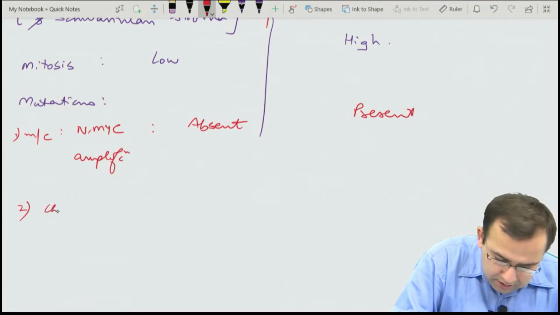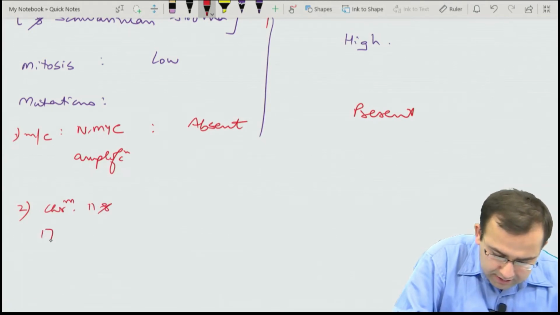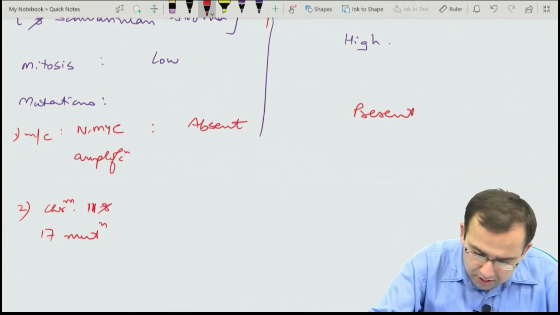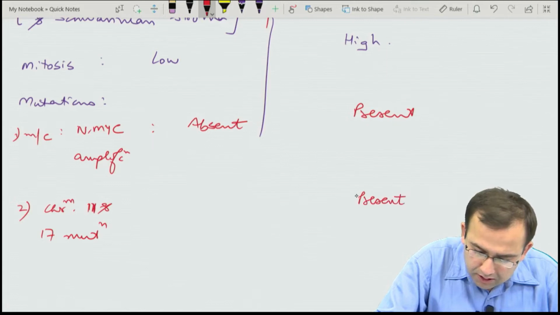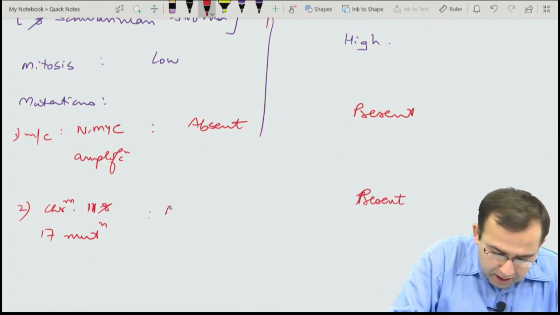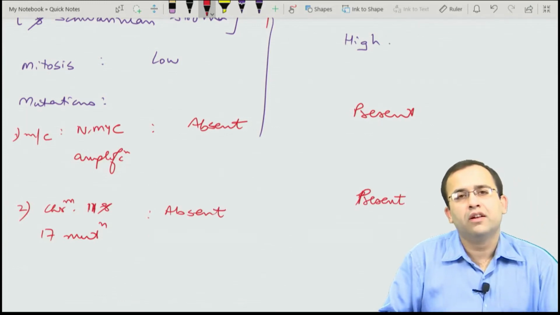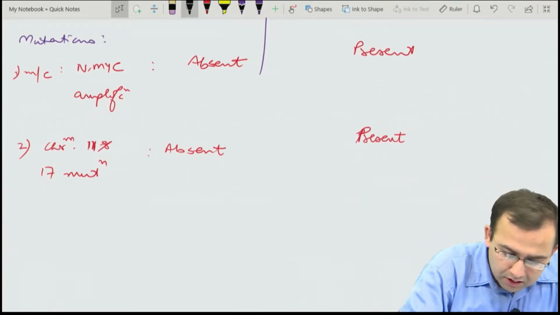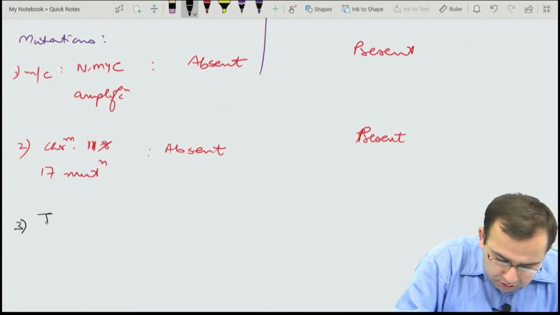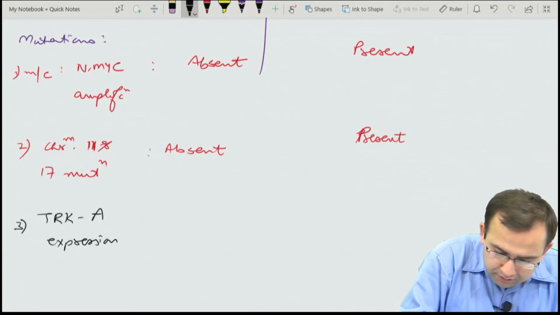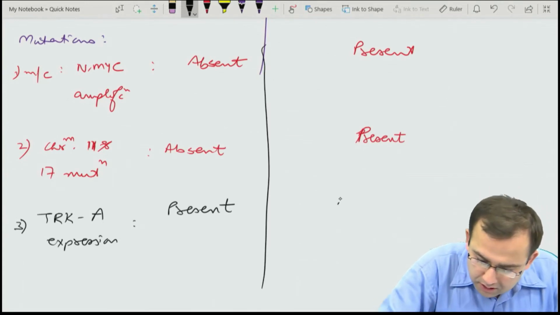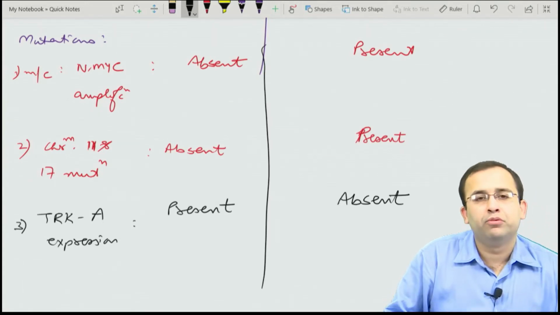Next is chromosome 11 and 17 mutations. Again, if present, it is poor prognosis, whereas absent is good prognosis. So mutations, if present, are poor prognosis, absent is good prognosis. The only exception to this rule is TRK A expression. If this is present, it is good prognosis versus absent, which is poor prognosis.